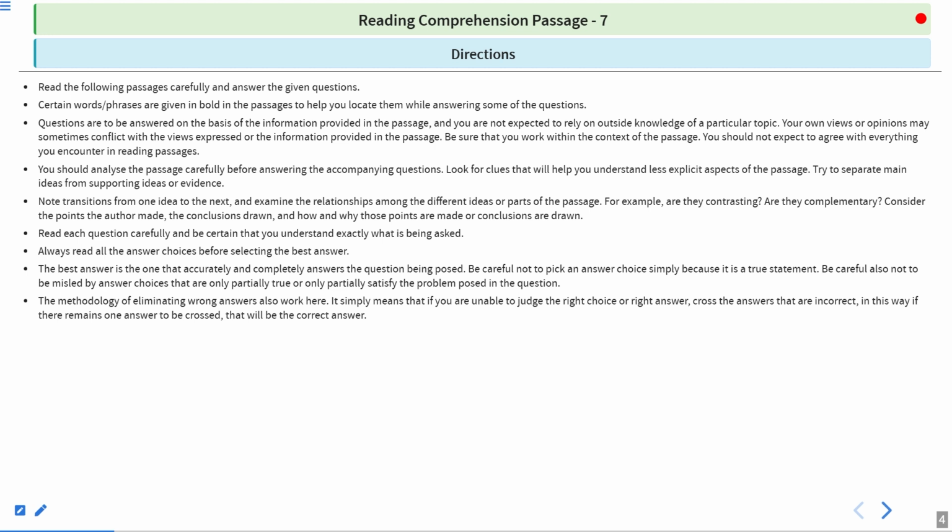Always read all the answer choices before selecting the best answer. The best answer is the one that accurately and completely answers the questions being posed. Be careful not to pick an answer choice simply because it is a true statement. Be careful also not to be misled by answer choices that are only partially true or only partially satisfy the problem posed in the question. The methodology of eliminating wrong answers also works here. It simply means that if you are unable to judge the right choice or right answer, cross the answers that are incorrect. In this way, if there remains one answer to be crossed, that will be the correct answer. I hope you have understood all the directions.